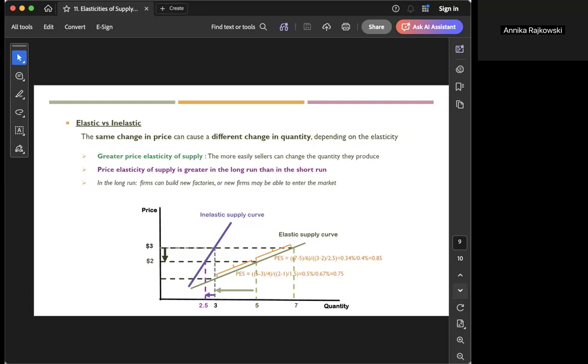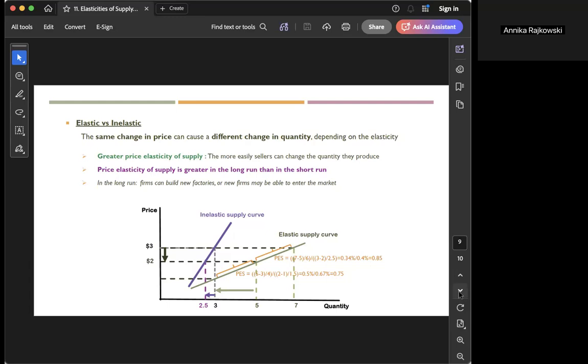In the short run, firms typically face constraints. Just remember that time makes supply more flexible.